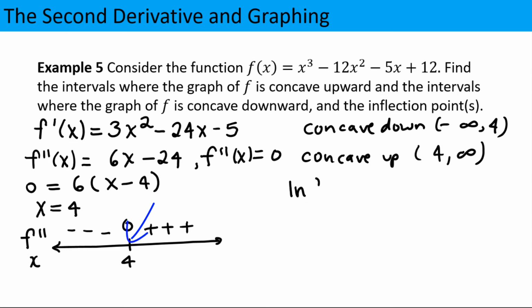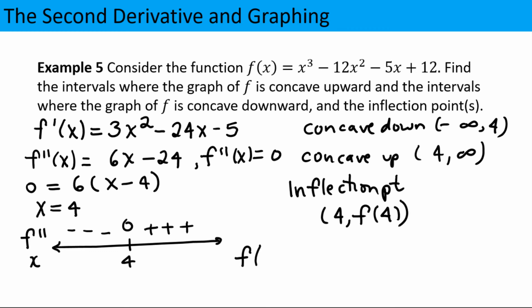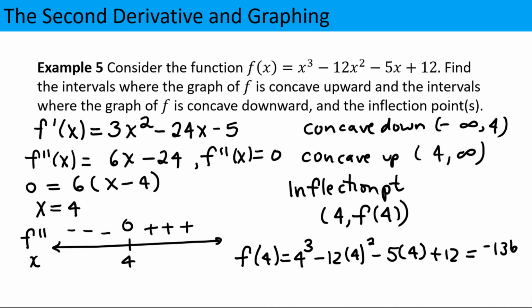Concavity changes from down to up at x equals 4. So the inflection point, remember a point means ordered pair, we have one of those, is going to be 4 and the function evaluated at 4. So you need to compute 4 in the function, which would be 4 cubed minus 12 times 4 squared minus 5 times 4 plus 12. And that's negative 136. So the inflection point is the ordered pair 4 comma negative 136.